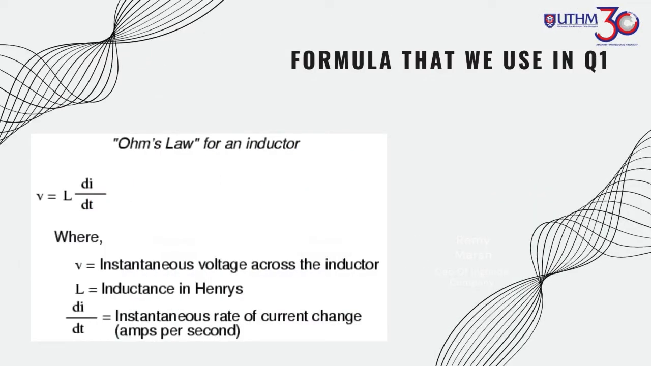So for this question, we need to use this formula, that is Ohm's law of an inductor: V equal to L times the differential of current, where V is the instantaneous voltage across the inductor, L is the inductance in unit Henry, and the differential of current is the instantaneous rate of current change.